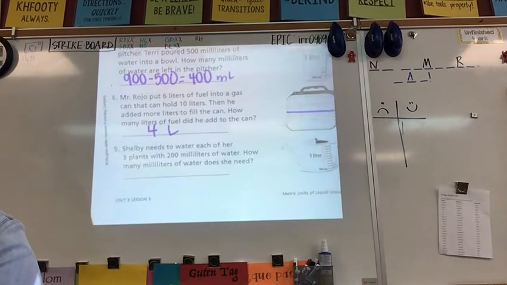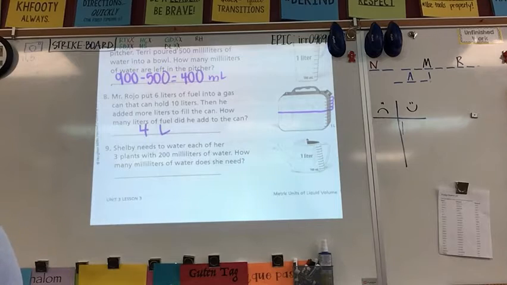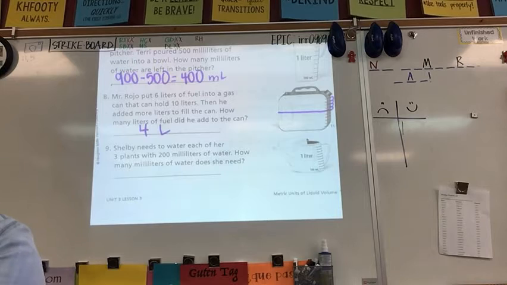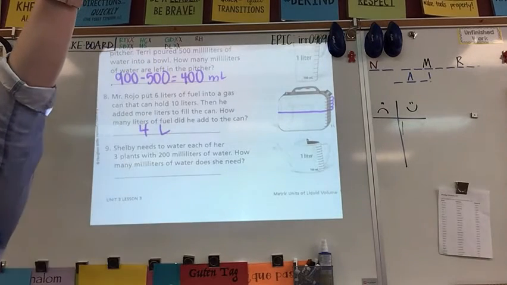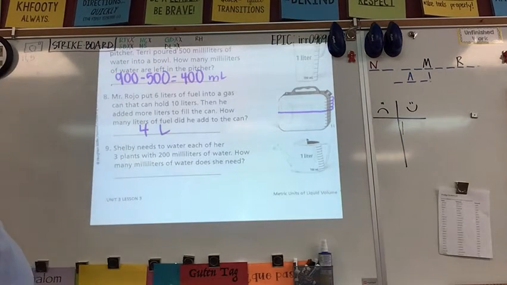Let's look at number nine. Shelby needs to water each of her 3 plants with 200 milliliters of water. How many milliliters of water does she need? That's a lot. This picture says that each line is 100 milliliters, so I could either count 2 at a time, or I could do an equation. It's up to whatever mathematician is ready to solve this problem. Shelby needs to water 3 of her plants with 200 milliliters of water each. How many milliliters of water does she need?